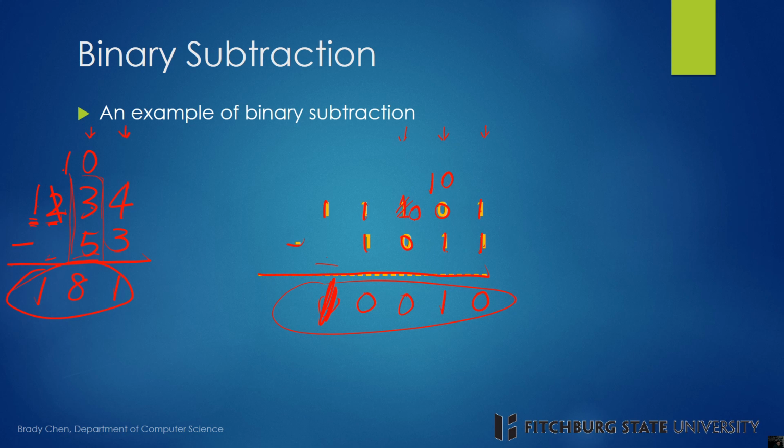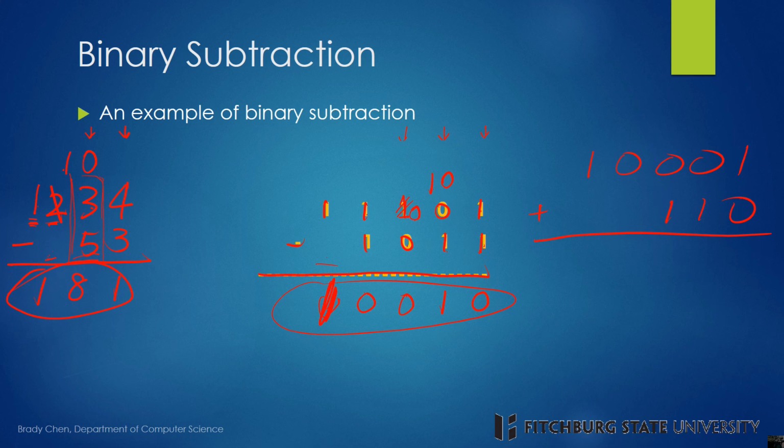Now sometimes the subtraction will be a little bit more complicated. So let's take a look at this one. It's 1, 0, 0, 0, 1, and then 1, 1, 0. Let's take a look at this one.